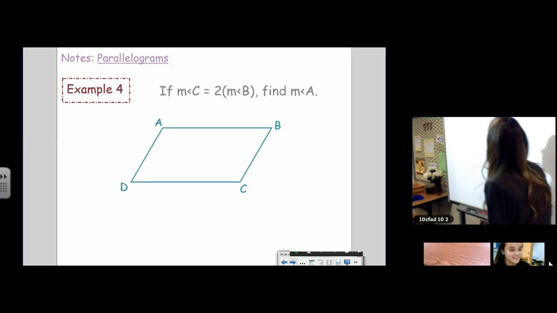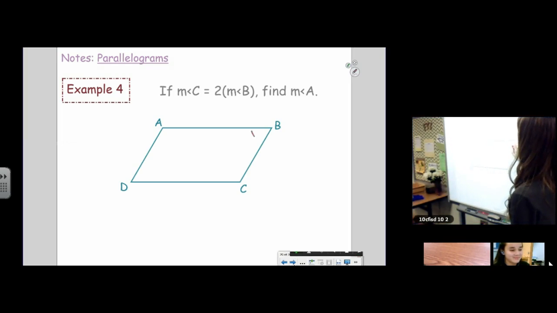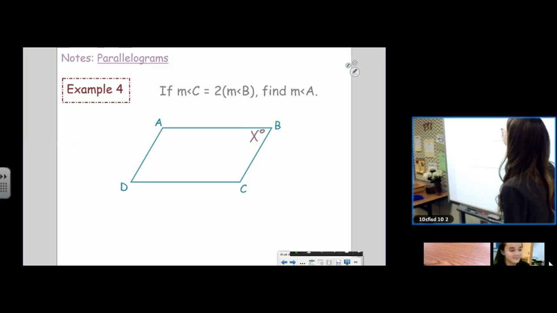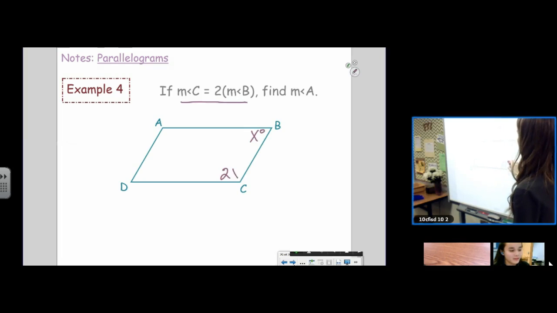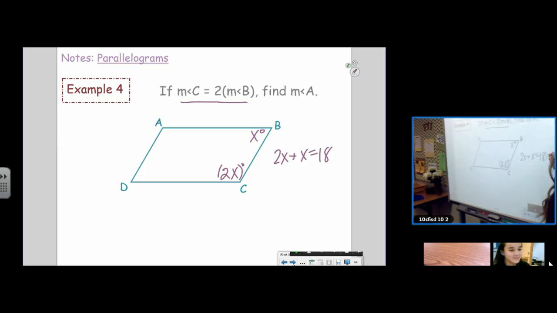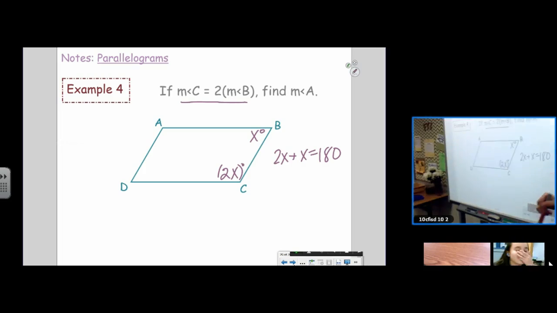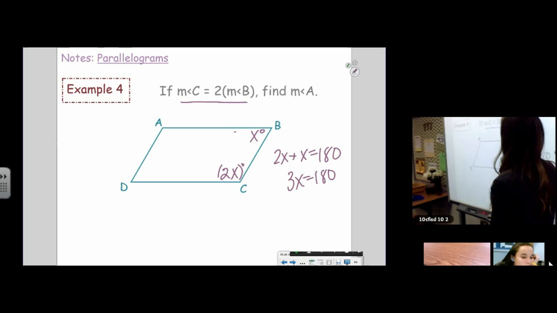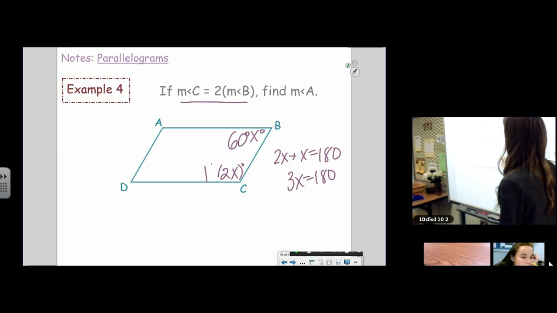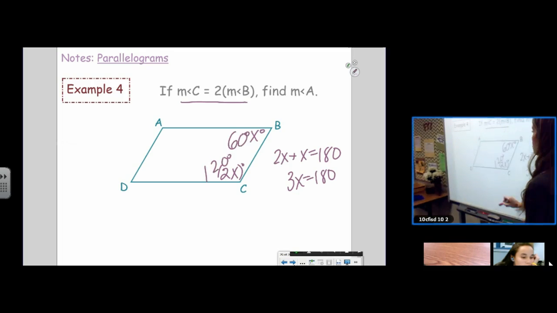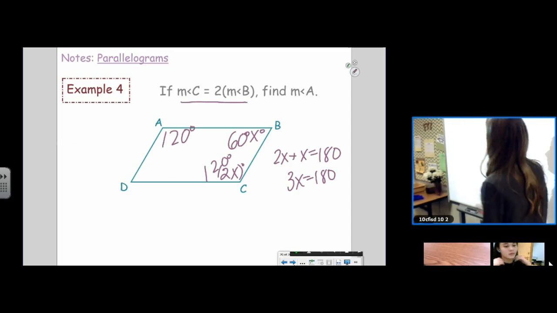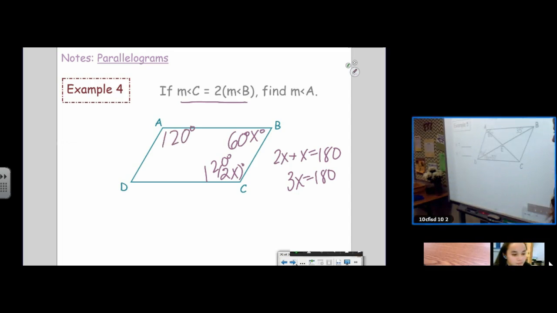So you can call angle B x. Angle C is double angle B. Oh, that's easy, so it's 2x. And then you can add them to equal 180 because consecutive angles are supplementary. You see how before I do anything I say a property, like what property is allowing me to do that? 3x equals 180. x is 60. Therefore, C is 120 and opposite angles are congruent, 120, 120.